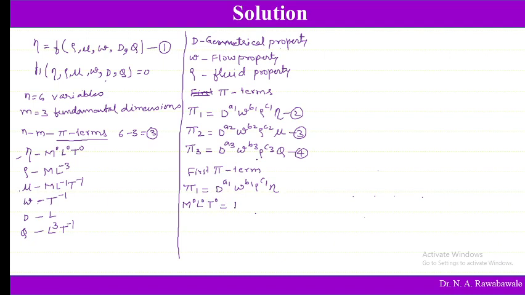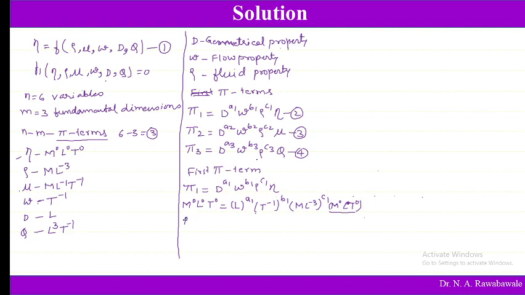The dimension for diameter is L, L to the power of a1. The dimension for omega is T to the power of minus 1, to the power of b1. Then the dimension for rho is M L to the power of minus 3, to the power of c1, and efficiency is a dimensionless term, so M to the power of 0, L to the power of 0, T to the power of 0. Even if you don't write this M, L to the power of 0, T to the power of 0, it doesn't matter. It is not required, but to avoid confusion I have written it here.